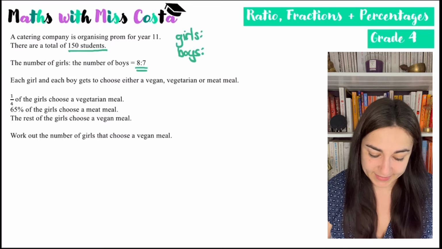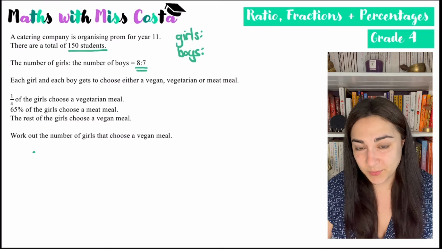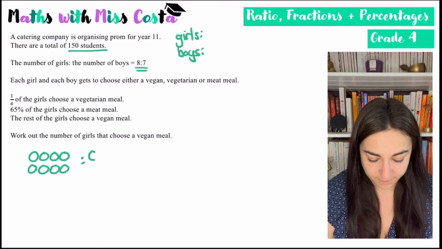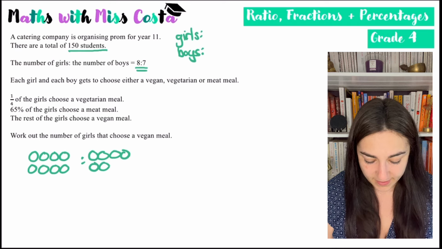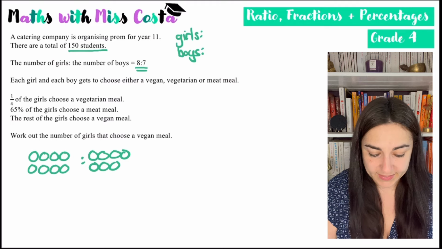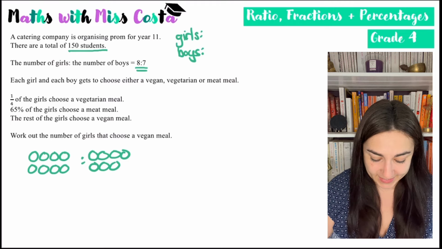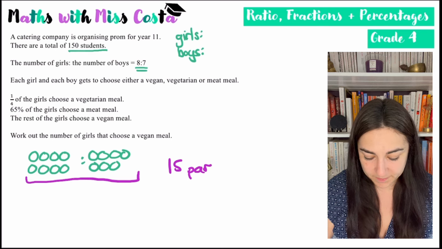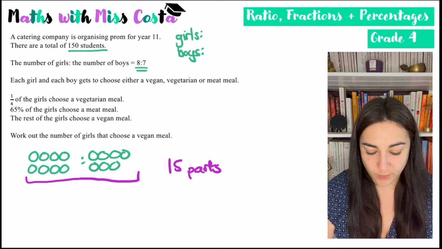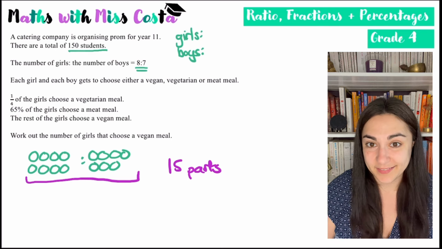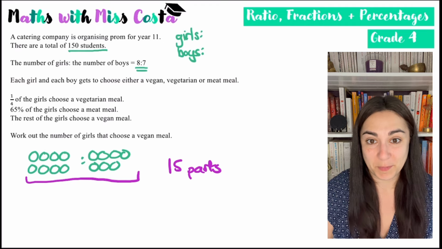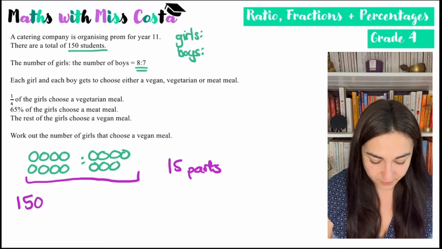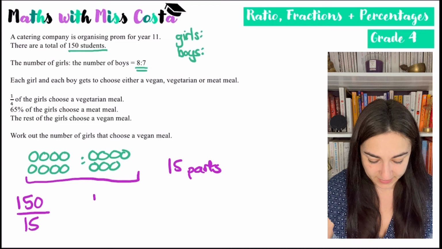So I know it's 8 to 7. To work out ratio, if you just look at it pictorially, for every 8 girls, there are 7 boys. So in total, every time you're splitting it, you have 15 parts in total. Whenever we work with ratio, we always add the parts together and then divide the total number by those parts to figure out how much one part must be. So 150 divided by 15.